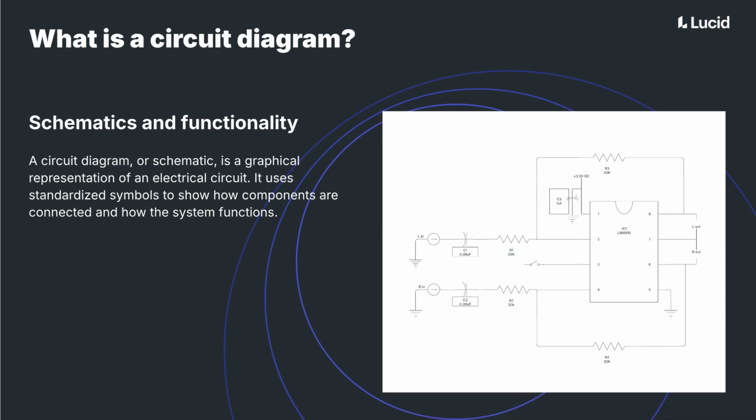What is a circuit diagram? Also known as a schematic, it's a visual map of an electrical circuit. It uses symbols to represent components, focusing on logical connections rather than physical layout.